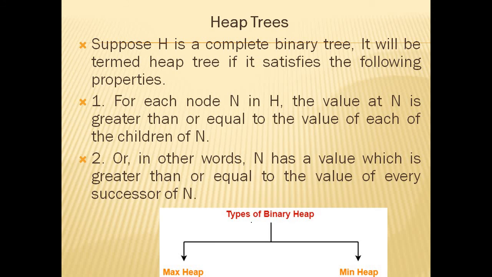Next we discuss the heap tree. A heap tree is also a binary tree and it also has some properties. The properties are: 1. For each node n in H, meaning the heap tree, the value at n is greater than or equal to the values of each of the children of n. And the second property, in other words, n has a value which is greater than or equal to the values of every successor of n.